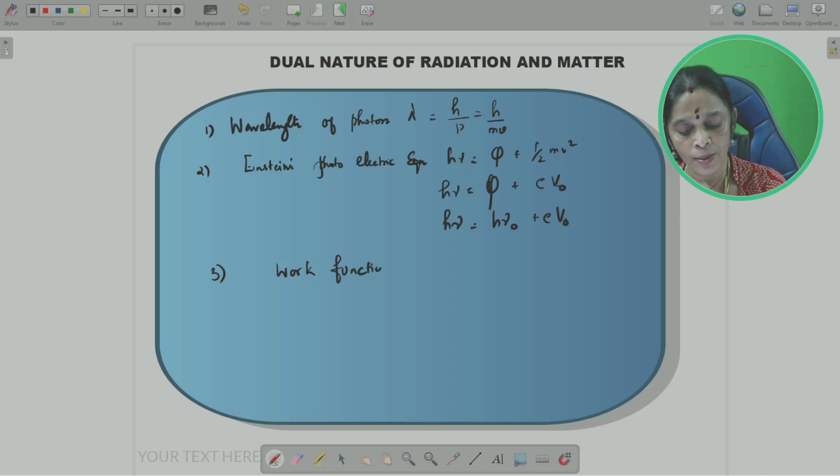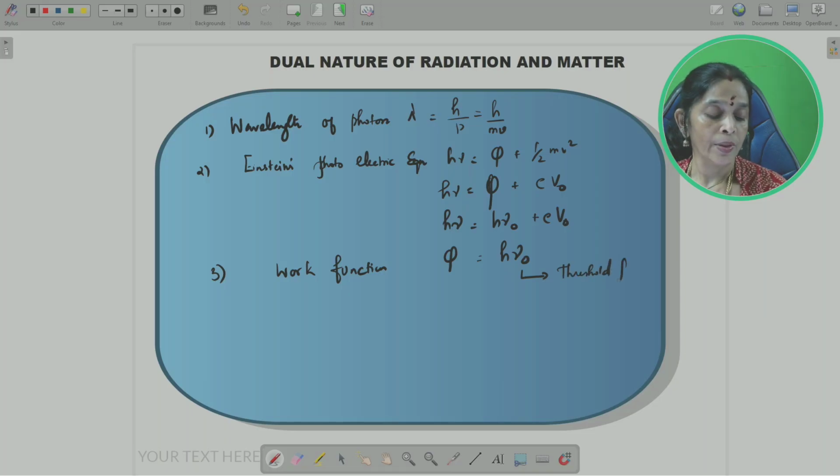So work function phi is equal to h nu naught. What is nu naught called, children? Nu naught is called the threshold frequency. That is called the threshold frequency. So we know work function.